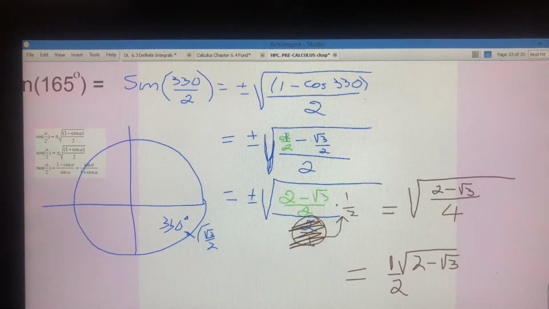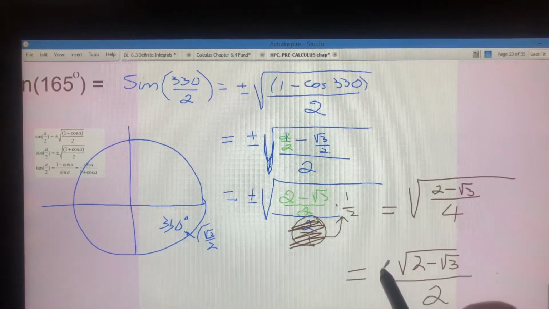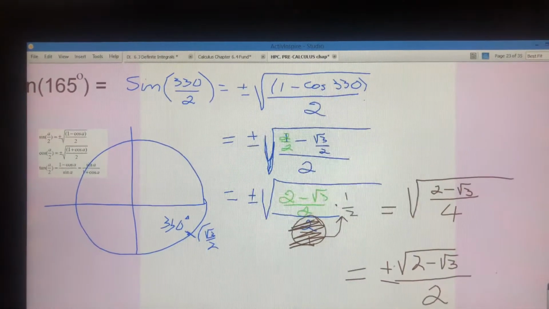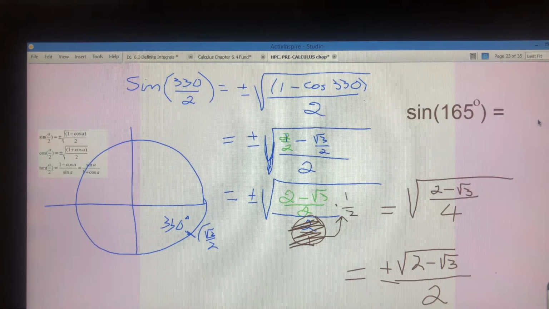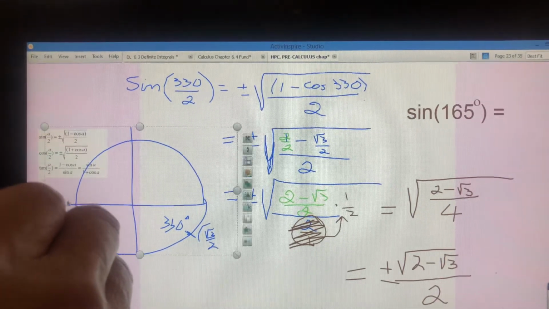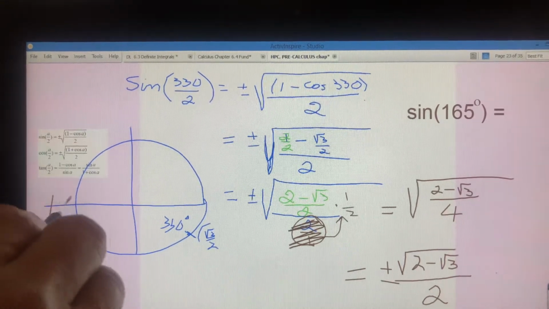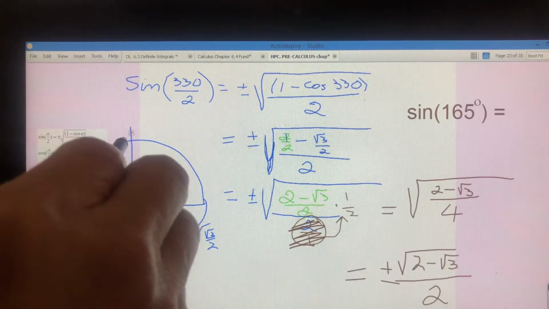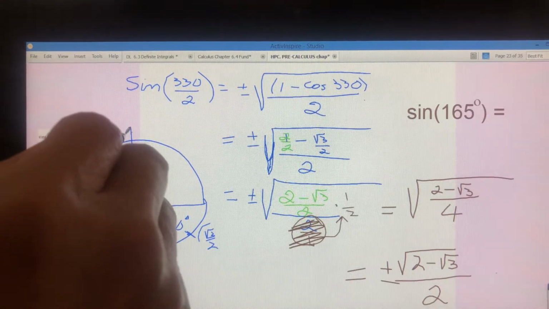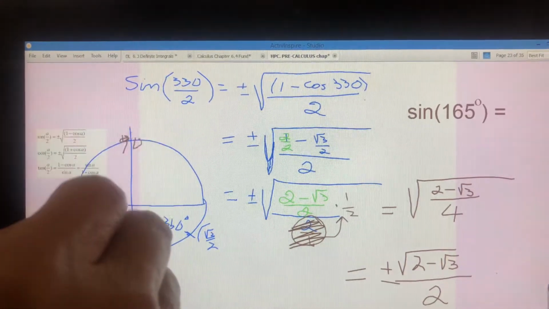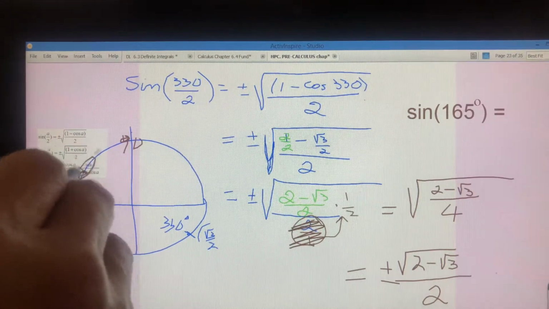Either way, however you prefer to write your 1/2. Should be a plus and a minus. Now we're going to think, which sign do I want to keep? Well, you look at the original question. It says it's got to be 165 degrees. This is 180, and this is 90. So 165, my bad, I can't read numbers, is somewhere here.